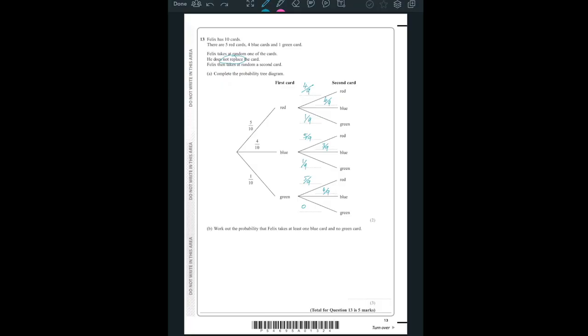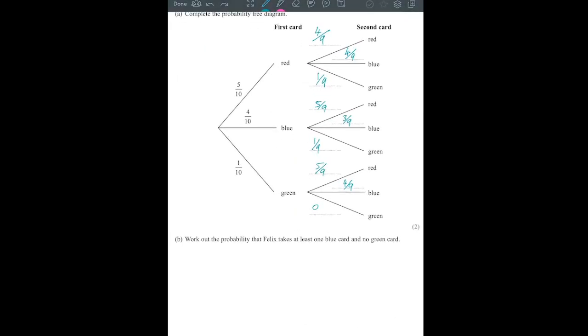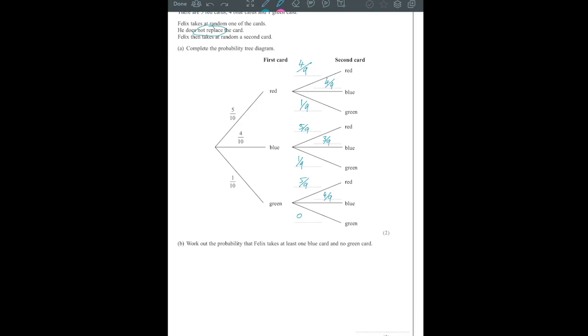Work out the probability that Phoenix takes at least 1 blue and no green. So we need to now think about our picture and pick out how could I get at least 1 blue and no green. Well, I could go red, blue. I could go blue, red. That gives me 1 blue. But I could have had at least 1 blue, so I could have gone blue, blue. But I'm not allowed blue, green or green, blue because we didn't want a green card. So we need those combinations.